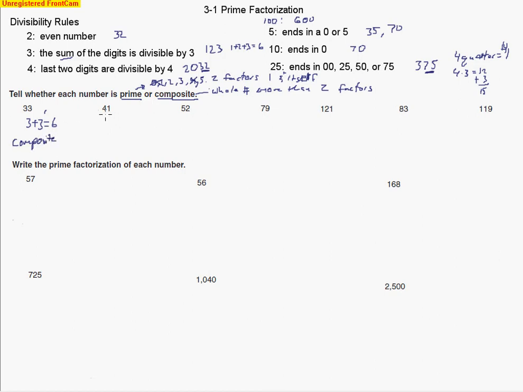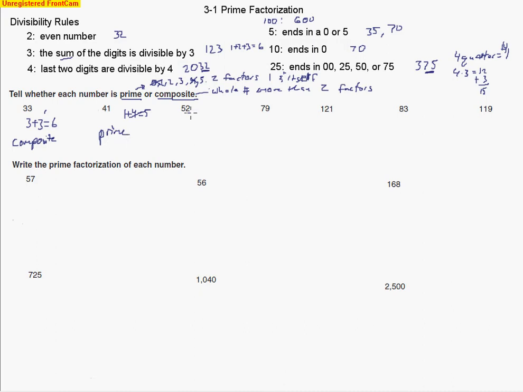41, prime or composite? Well, I look at my divisibility rules. It's not even, so it's not 2. 1 and 4 add to make 5, so I can't use that rule. The last 2 digits, nope, it's not even, so 4 is not going to go into it. And then 5 doesn't end in a 5 or 0, doesn't end in a 0, doesn't end in double zeros, 25, or anything else. So I would say this is a prime number.